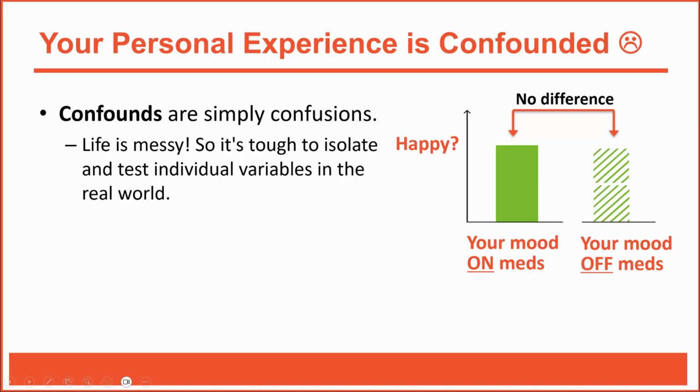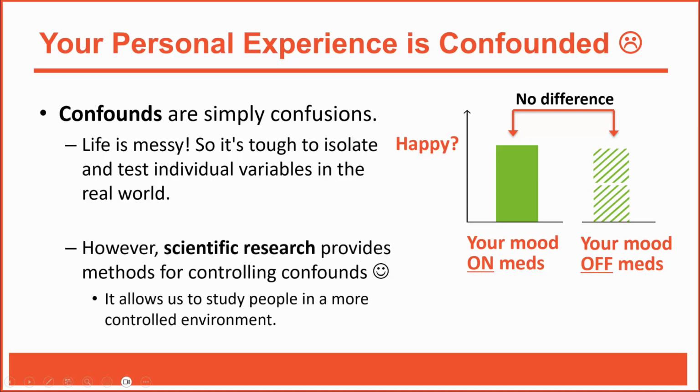Because real life is full of confounds, and because life doesn't come pre-packaged with any type of control group, we need to look beyond our personal lives when we study other people. We need methods for simplifying the world so that we can isolate and test one factor at a time. If we can create situations where we can isolate and test individual variables, then we can learn much more about the effects of individual factors. The good news is that scientific research provides us with methods for isolating and testing individual variables. It allows us to study people in a more controlled environment, which is good. Next, I'll walk through a quick example to help you better understand that scientific research is particularly well suited for studying human thought and behavior.